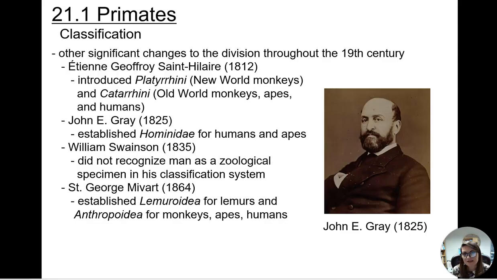With these classifications, we're going to have other significant changes to the division through the 19th century. We have St. Hilaire in 1812, who introduces the Platyrrhina, the New World monkeys, and the Catarrhini, which are the Old World monkeys, the apes, and the humans. Gray in 1825 establishes the Hominidae, or hominids as we call them now, for humans and apes. Swainson in 1835 didn't recognize man as a zoological specimen in the classification system. He thought that humans were above all of this classification. St. George Mivart in 1864 establishes the Lemuroidea for lemurs and the Anthropoidea for monkeys, apes, and humans.